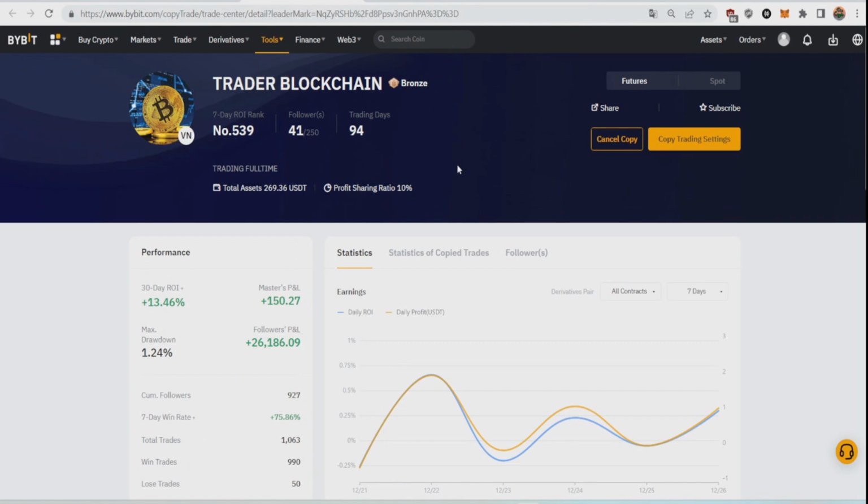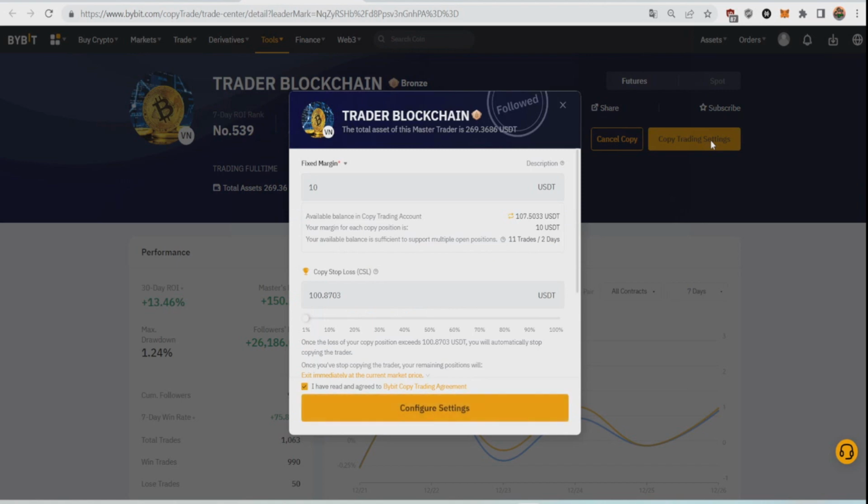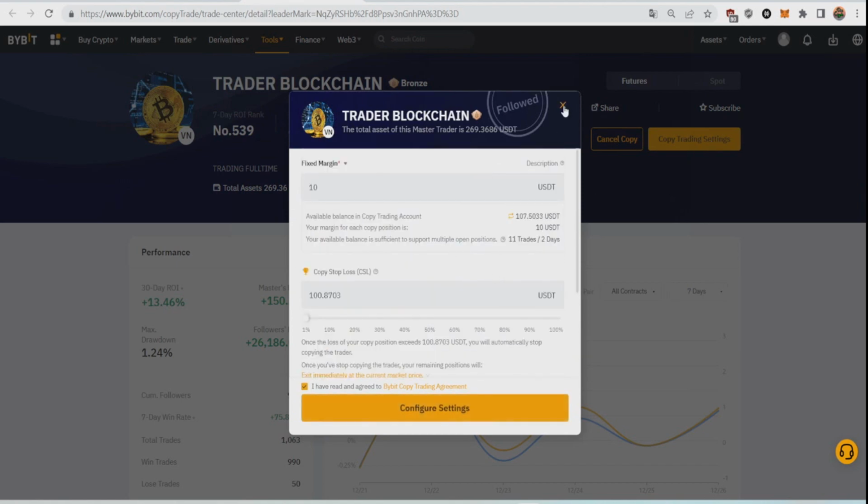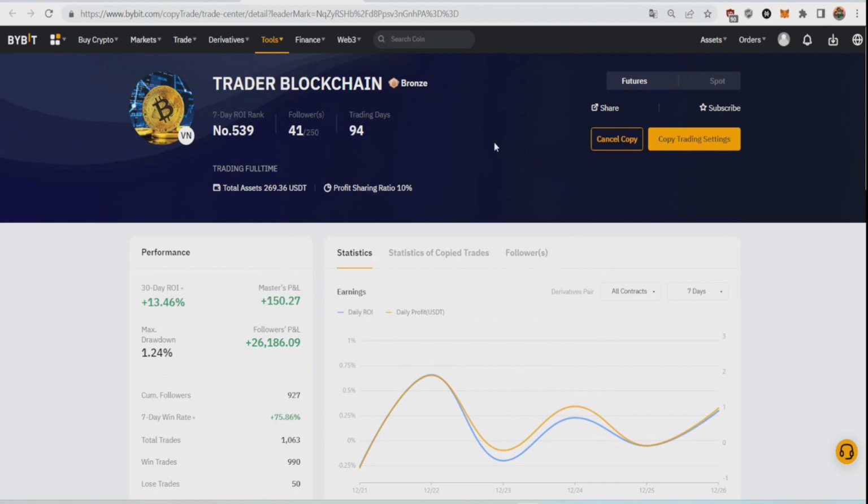Then the next question is, how can you adjust your settings? So like we searched this guy, you just go back to Trader Blockchain, and at the top you just pick copy trading settings, and here you can just adjust however you want to do it, guys. So really easy.